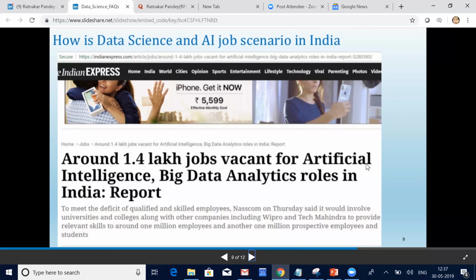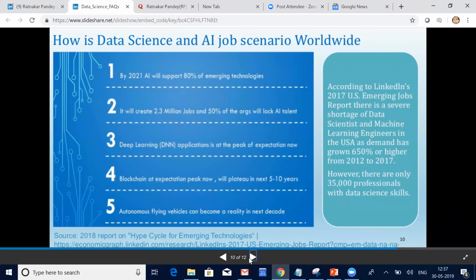And obviously the jobs are an added motivator behind that, right? This is another report coming in from a couple of different sources. By 2021, AI will support 80% of the emerging technologies, right? So if you're thinking about Alexa from Amazon, or the Google Assistant, or your phone, or the car, right? MG Hector is coming out with this sort of smart car, right? So you'll see more and more of your day-to-day activities are going to be driven by AI, and AI is a broad umbrella term for anything to do with data science and so on and so forth.